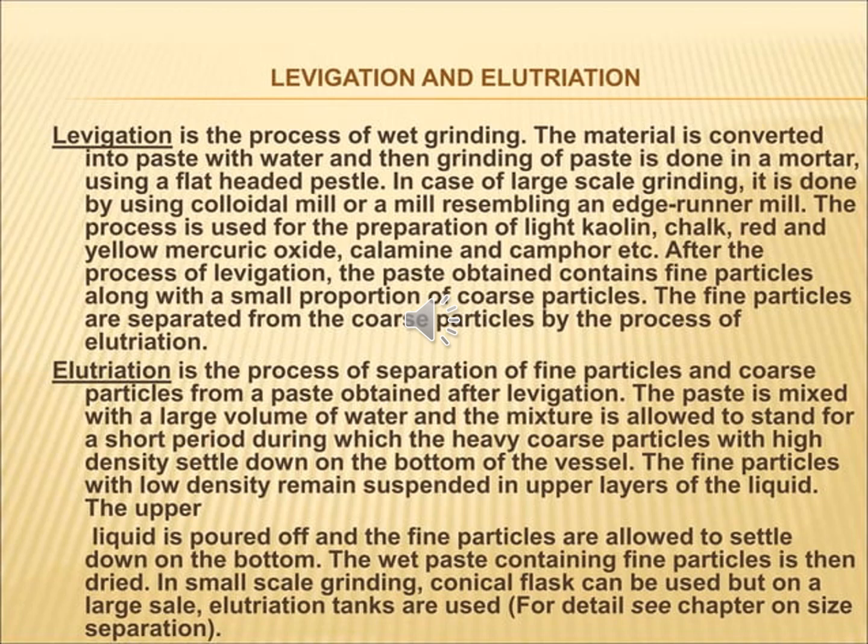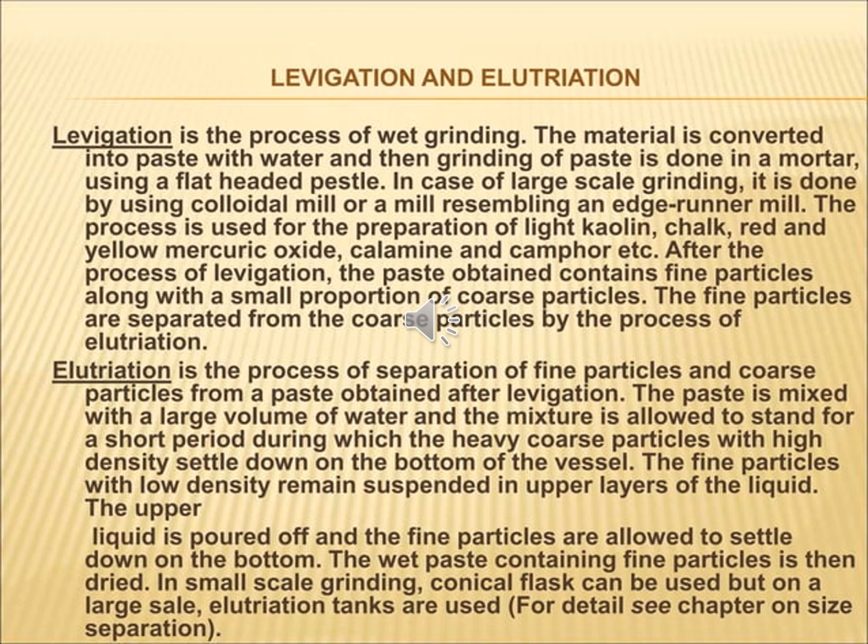So, levigation and elutriation. So, what is levigation? It is the process of wet grinding. The material is converted into paste with water and then grinding of paste is done in a mortar using a flat headed pestle. In case of large scale grinding, it is done by using a colloidal mill or a mill resembling an edge runner mill. The process is used for the preparation of light kaolin, chalk, red and yellow mercuric oxide, calamine and camphor, etc.